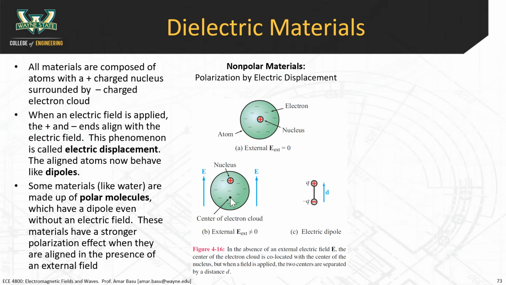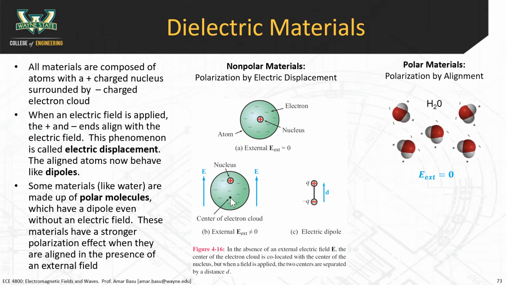Now there are other types of materials, for example water, which are polar by nature. This, as I said here, is an example of a nonpolar material. So on its own, there's no polarization. There's no dipole effect.